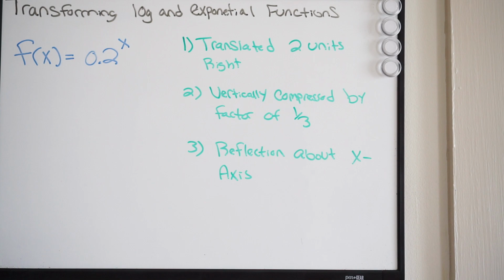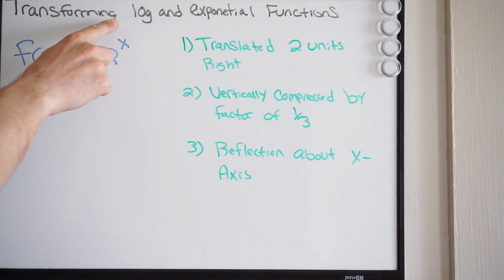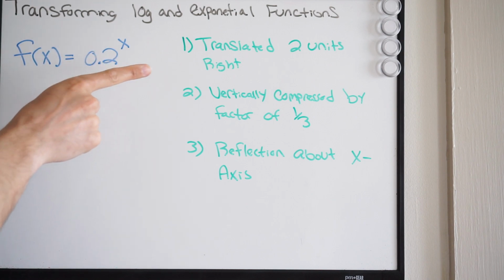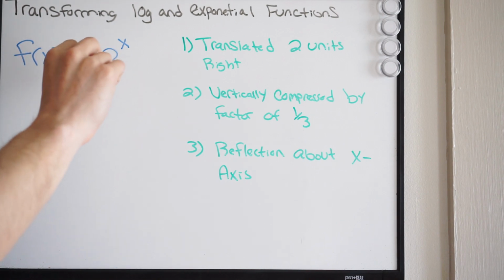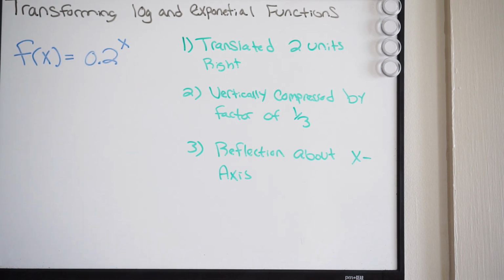So the first transformation tells us translated 2 units to the right. So we're talking about a horizontal translation here. Okay, go back to that table if you need to, utilize it. But when we're talking about a horizontal shift here, we're looking towards the x, and we're going to end up putting this in parentheses. We're going 2 units to the right, so it's always opposite of what you think. So if we're going 2 units to the right, it's going to be negative.